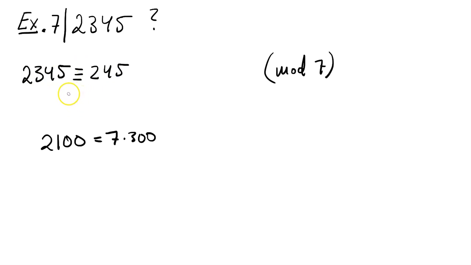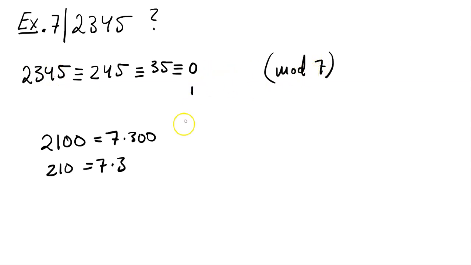So here I've taken away 2100 from this, because it's a multiple of 7. Then I could take away 210 here, because 210 is also a multiple of 7. This is then 35. But 7 times 5 is 35, so 35 is divisible by 7, so this is congruent to 0. I can take away 35 from 35 and I get 0. And that means that now when I've removed multiples of 7, I end up at 0. And that means that this number, 2345, is divisible by 7.